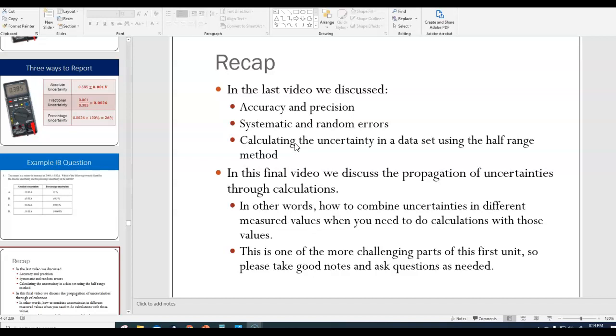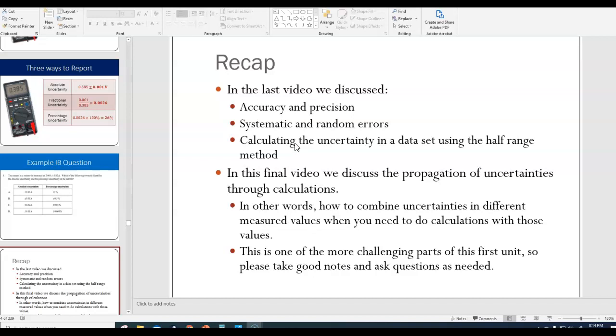Okay, so in this last video, we're going to talk about what's called the propagation of uncertainties through calculations. Propagation of uncertainties just refers to the fact that if you have different measurements and each measurement has its own uncertainties, what happens when you have to do calculations with those measurements? What happens as far as combining uncertainties when you use an equation with measured values?